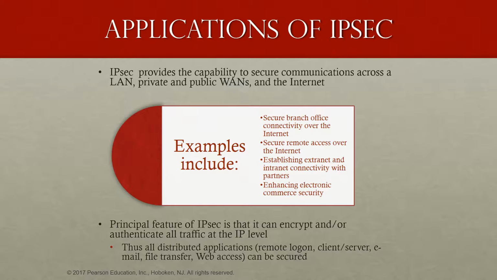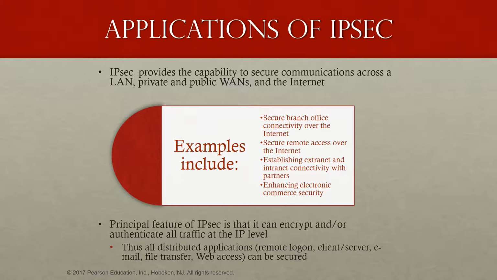Applications of IPsec. IPsec provides the capability to secure communications across a LAN, across private and public WANs, and across the Internet. Examples of its use include secure branch office connectivity over the Internet. A company can build a secure virtual private network over the Internet or over a public WAN. This enables a business to rely heavily on the Internet and reduce its need for private networks, saving costs and network management overhead.